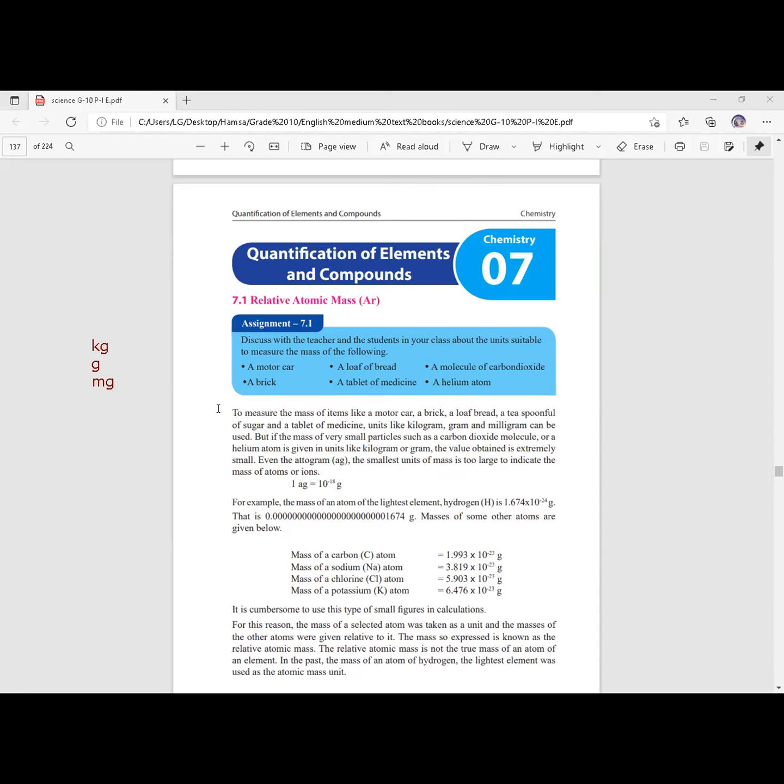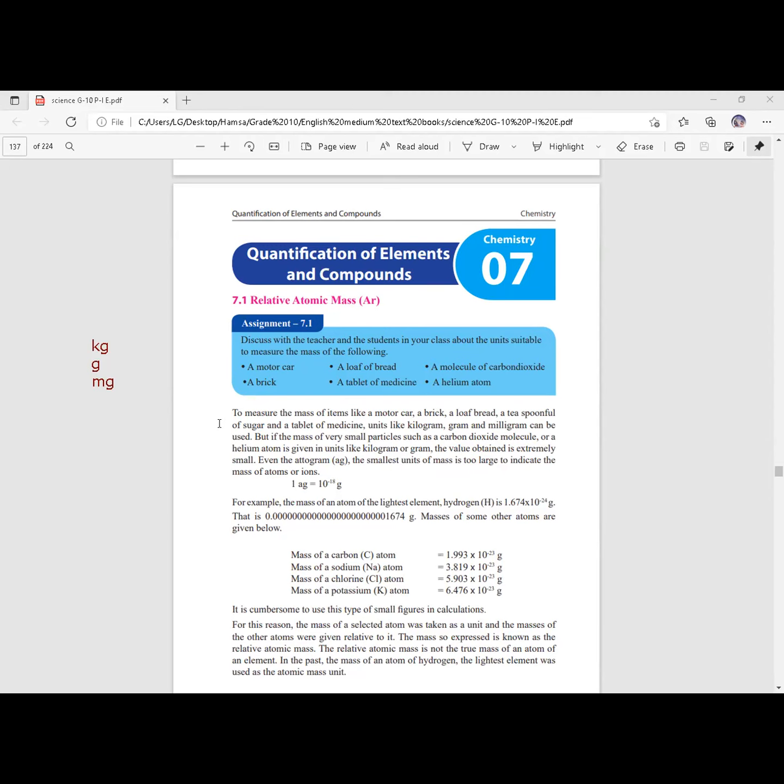Attogram is smaller than milligram, right? So even that we can't use to measure the mass of atoms or ions. One attogram is equal to 10 to the power minus 18 grams. No need to memorize this one, children. Just know this one: one attogram is 10 to the power minus 18 grams.